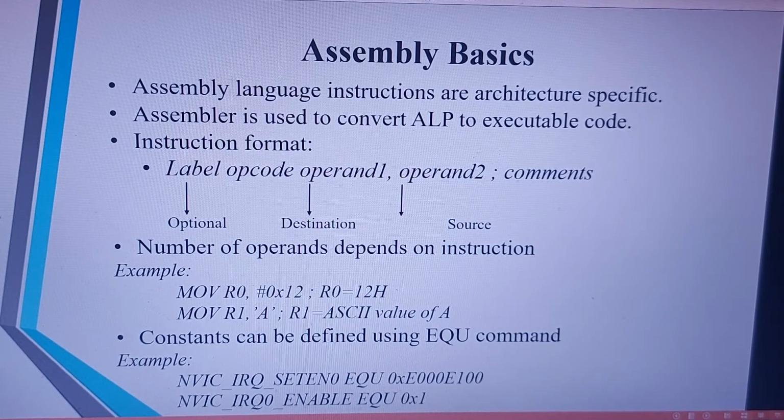Similarly, another example is shown here to define 0x1 as NVIC_IRQ0_ENABLE. That name is for some interrupt enabling. We'll not get into details of those nomenclatures. We'll just understand that like that we can give some meaningful name to the constants.